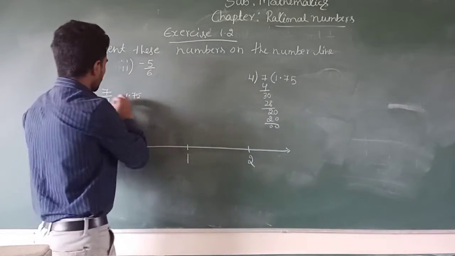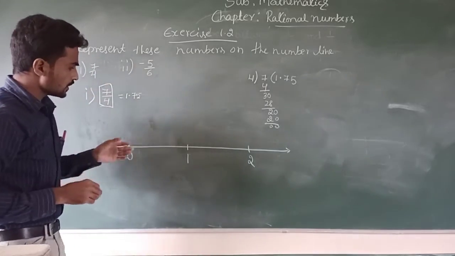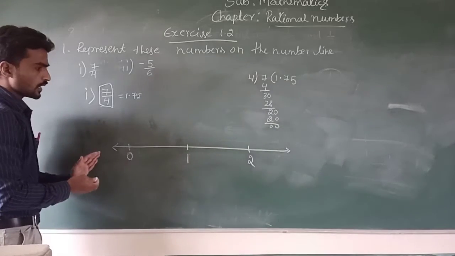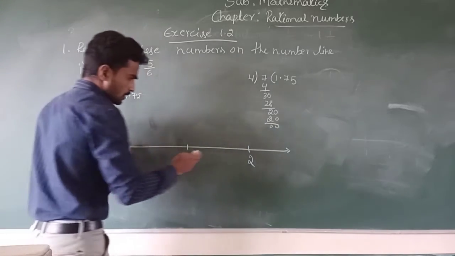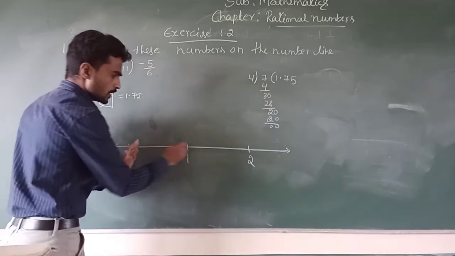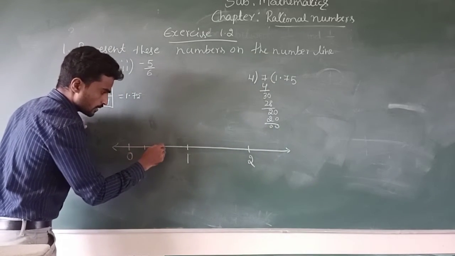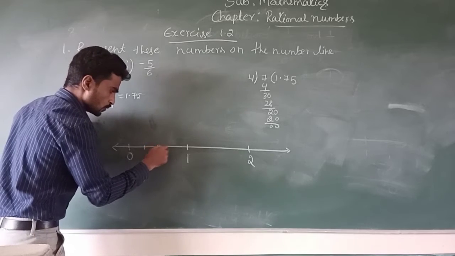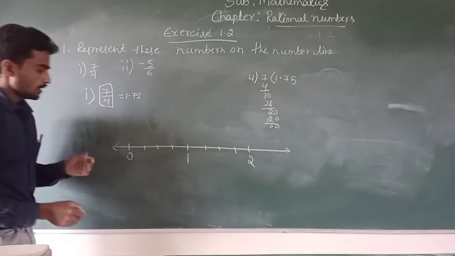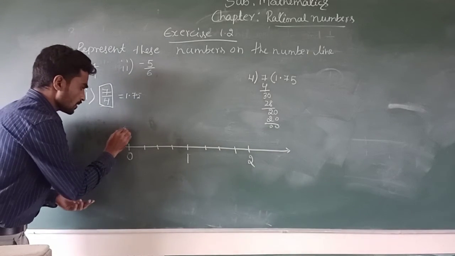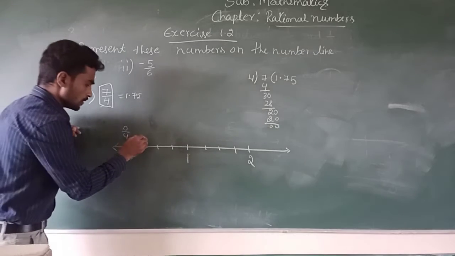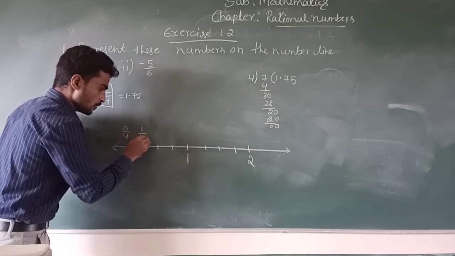Now 7 by 4 is in between 1 and 2. Now you can divide 0 to 2 into 7 equal parts. This is 1, 2, 3, 4, 5, 6, 7. Now this value is 0 by 4, which is 0. Now this one is 1 by 4.